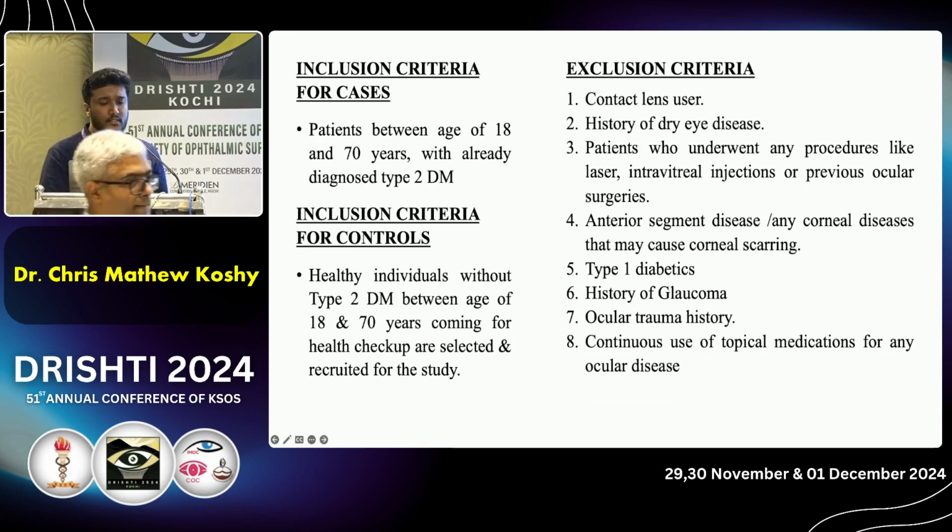Inclusion criteria for cases are patients between the ages of 18 and 70 years with already diagnosed type 2 diabetes mellitus, and inclusion criteria for controls are healthy individuals without type 2 diabetes mellitus between the ages of 18 and 70 years coming for health checkup. Exclusion criteria are contact lens users, history of dry eye disease, patients who underwent any procedure like laser, intravitreal injection or previous ocular surgeries, anterior segment disease or any corneal disease, type 1 diabetes, history of glaucoma, ocular trauma history, and continuous use of topical medication for any ocular disease.